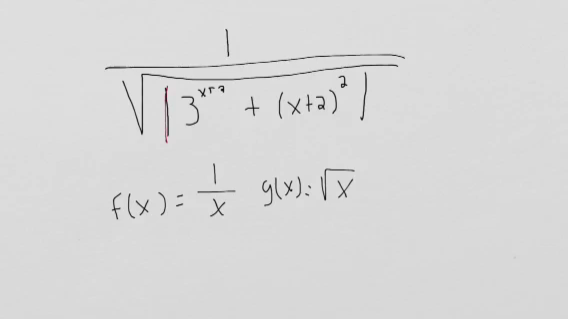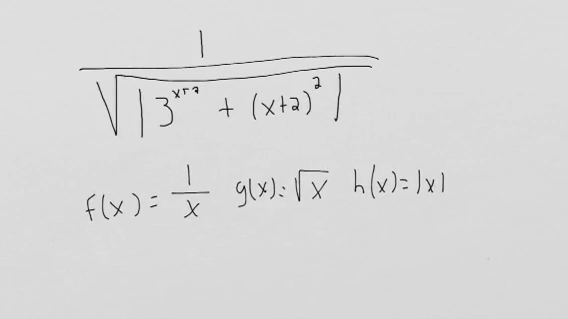So now we have this absolute value sign. So it looks like we have something plugged into another function, h of x equals absolute value x. Okay, what's plugged in to absolute value x? We have 3 to the x plus 2 plus x plus 2 squared.